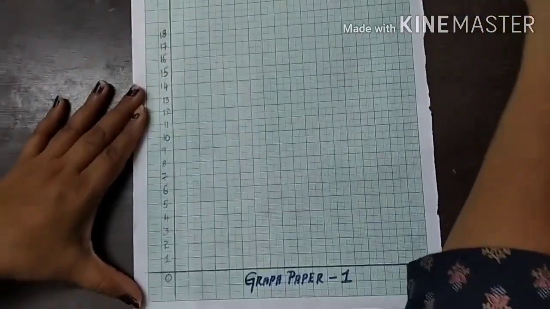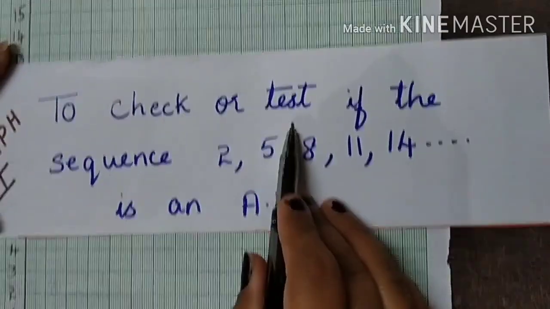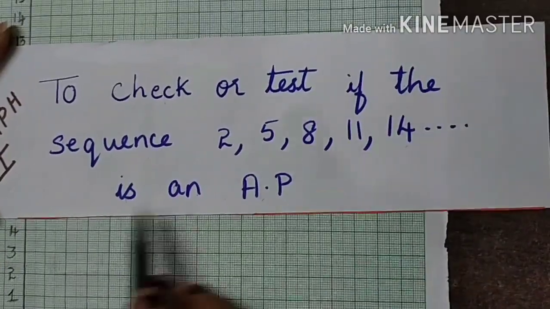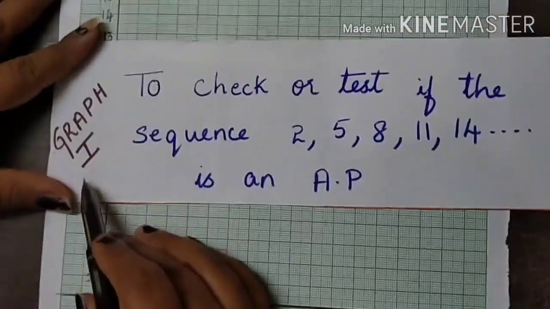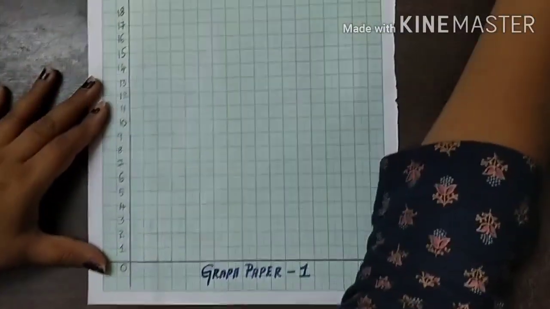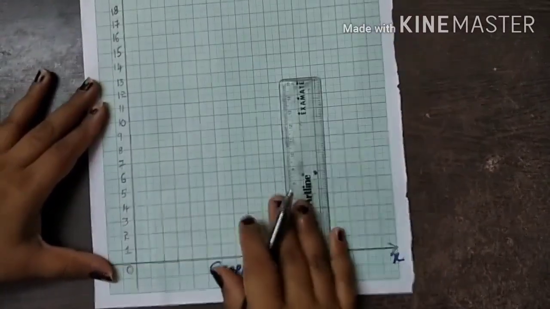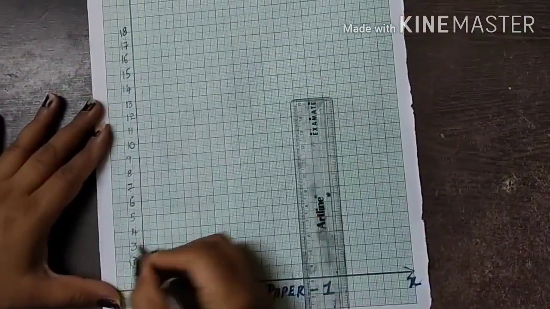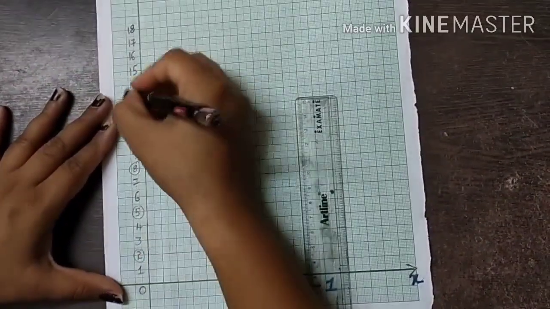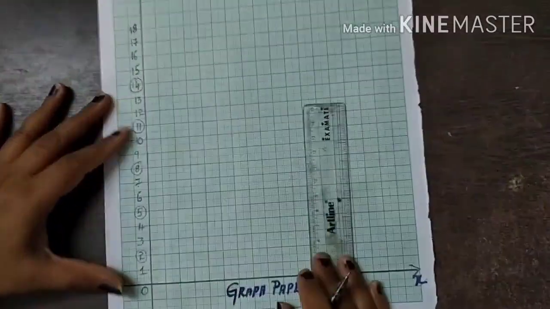Step 4. To check or test if the sequence 2, 5, 8, 11, 14, etc. is an AP in graph paper 1. Step 5. To check if 2, 5, 8, 11, 14 is an AP.